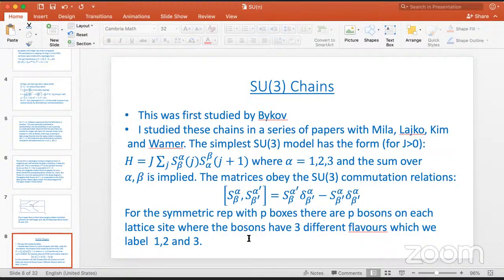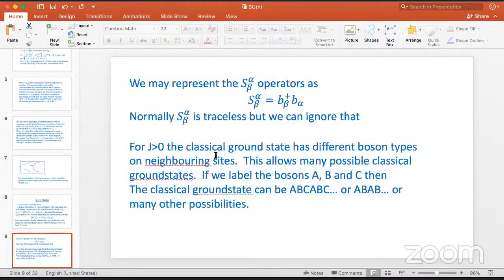For the symmetric rep with p boxes, there are p bosons on each lattice site, and the bosons have 3 different flavors, which we can label 1, 2, or 3. So we can represent the S^{αβ} operators in terms of bosons as S^{αβ} is b†_β b_α. Normally S^{αβ} is traceless, but we can ignore this because it doesn't actually change anything. We can make this traceless by subtracting a δ_{βα} term, but I don't bother doing it.